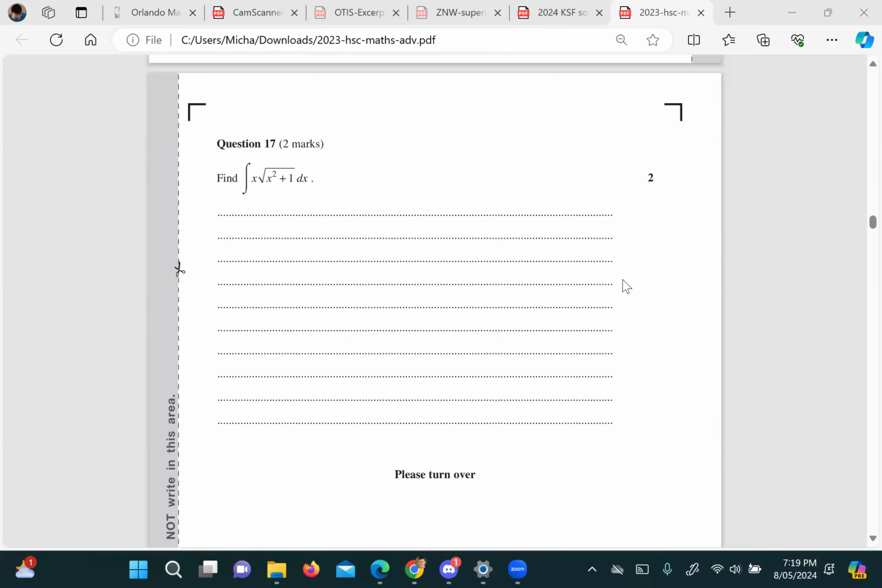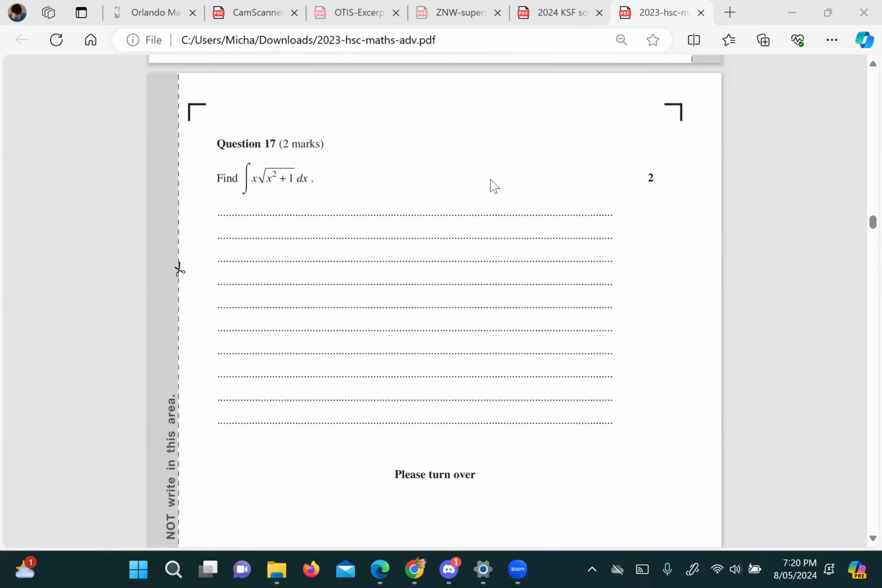Yeah, so for us it might be a little hard just because we just learned all these rules, right? What about Slava? What about Jonah? Does this question look simple? It looks pretty simple. It looks like a reverse chain rule. Okay, yeah, that's good.